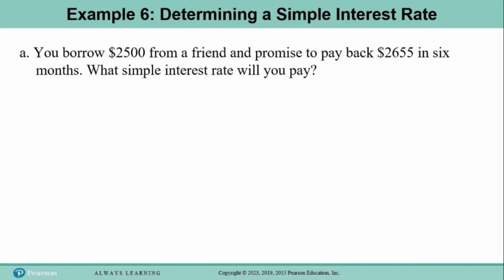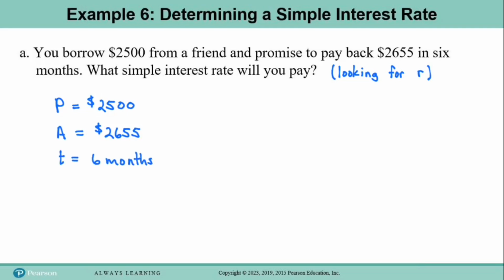In this case, we know the principal. We know that we're starting out borrowing $2,500, and we know that the future value of the loan is $2,655, and we know that the time is 6 months. But what we don't know in this case is R. So we are looking for R. Let's go ahead and write down that the principal is $2,500, and the future value is $2,655, and the time is 6 months. Now, when we divide by 12, we'll get 6/12 of a year, or in other words, 0.5 years.